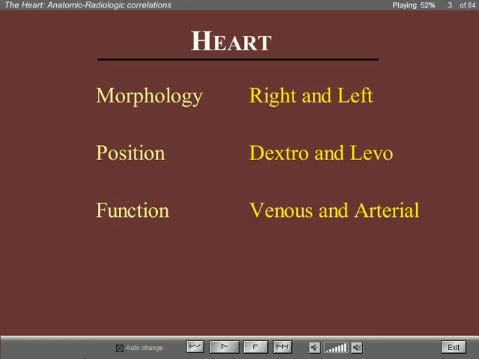Position, dextro and levo, means the position of the heart. When it is in the right hemithorax, that's called dextrocardia. When it is on the left side, it is levocardia. However, dextro and levocardias can have a normal or an abnormal relationship of the atria as well as of the ventricles. When we talk about venous and arterial chambers, venous is the one that receives unoxygenated blood, and arterial is the chamber that receives oxygenated blood.